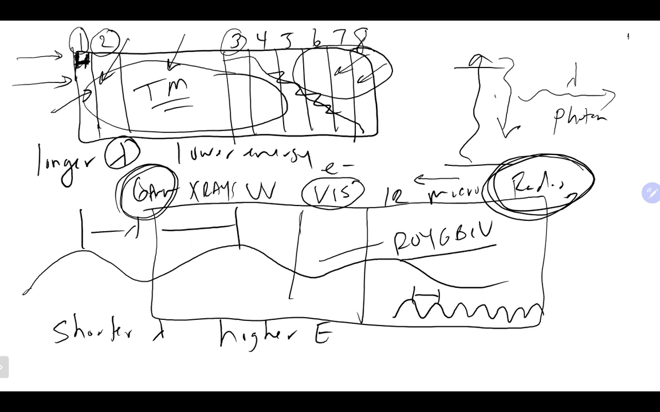Even colors actually have an order in terms of energy, and red has the longer wavelength, so it's lower in energy than, say, a purple or violet color. Any questions on any of that stuff there?